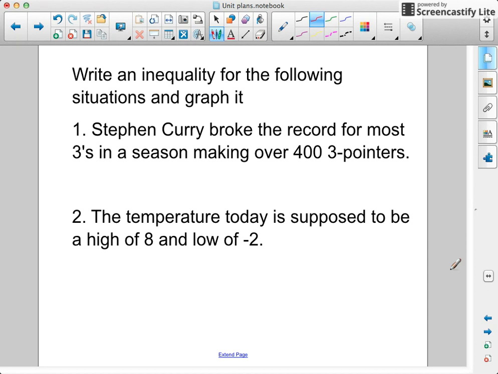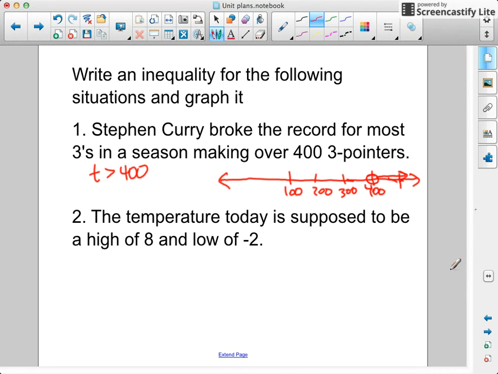Okay, couple situations. Stephen Curry broke the record for most threes in a season, making over 400 three-pointers. So if I did T for three-pointers, he made over 400. Okay, if I draw my line, I could put 100, 200, 300, 400, and it goes on from there. So over 400, not equal to 400, he made over. So I'm going to do an open circle at 400 and point it up to show that he made more than that.